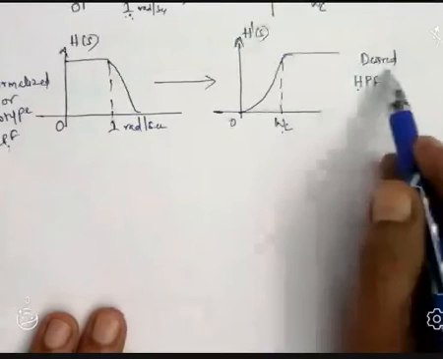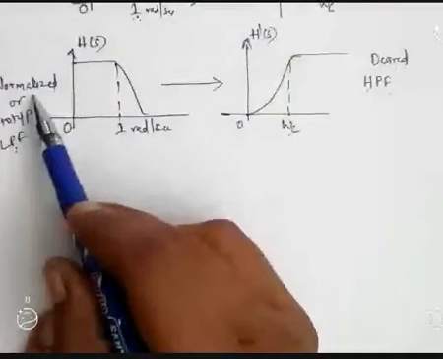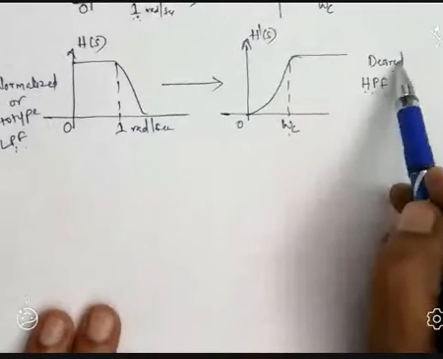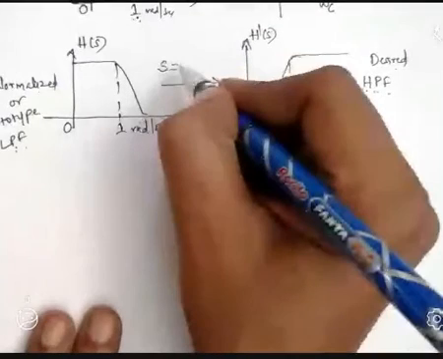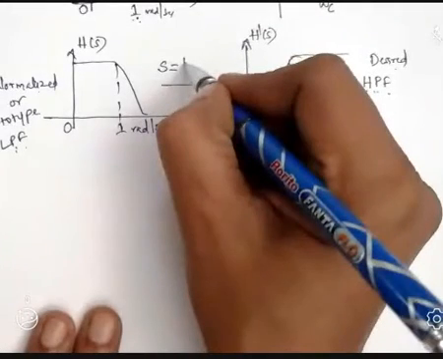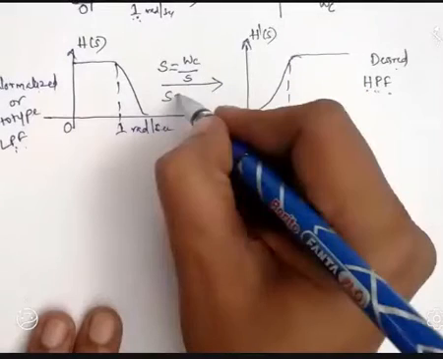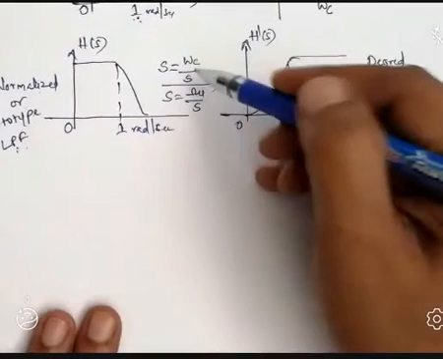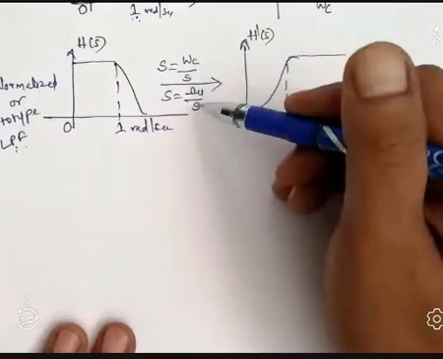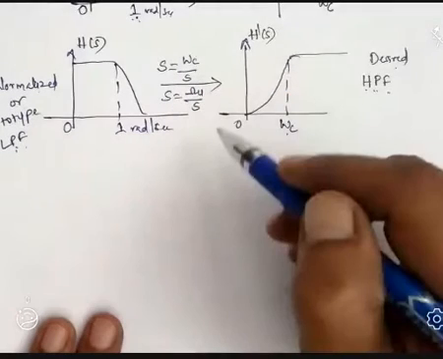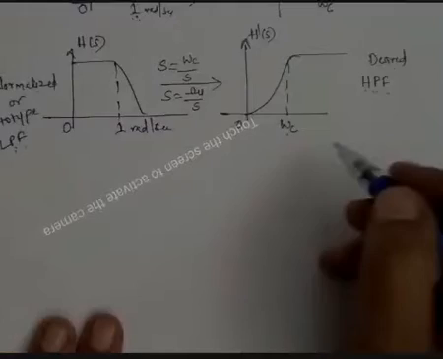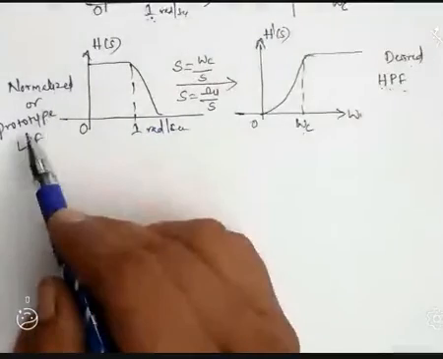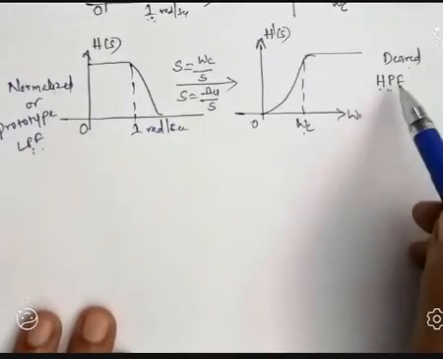Repeating once again, the transformation from normalized or prototype low pass filter to high pass filter of desired frequency is done by replacing wherever S is there with omega C by S, or we can write S equal to omega U by S, meaning is the same. In some textbooks one form of this equation is used, in some textbooks the other, but the meaning is the same. Clear? Okay, this is about the transformation from normalized or prototype low pass filter to high pass filter of desired frequency.